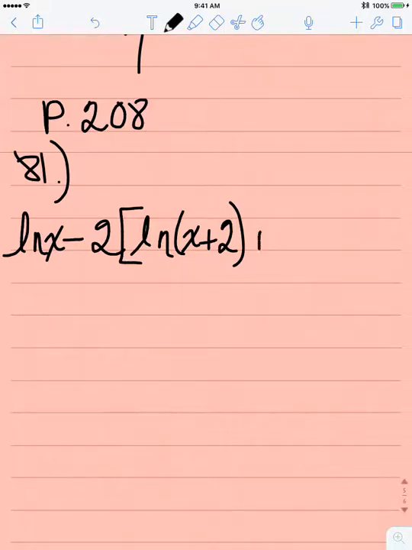Plus the natural log of x minus 2. Let's see if I can fit this all on my screen. Okay, let me just make sure I copied that right, and good. All right, again, why don't you pause and try and do this and see if you and I end up with the same answer.